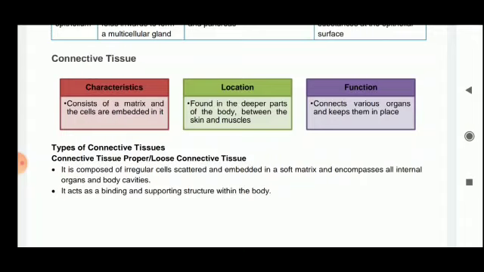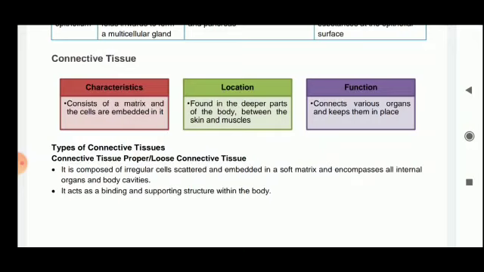So if it is found between, that means it behaves as providing connection. That is why the term connective is given, because this tissue connects two things, one is the skin and the second is the muscle, because it is found between the skin and the muscle. So if I ask the question, what type of tissue helps to connect the skin to the muscle, that type of tissue is called connective tissue.